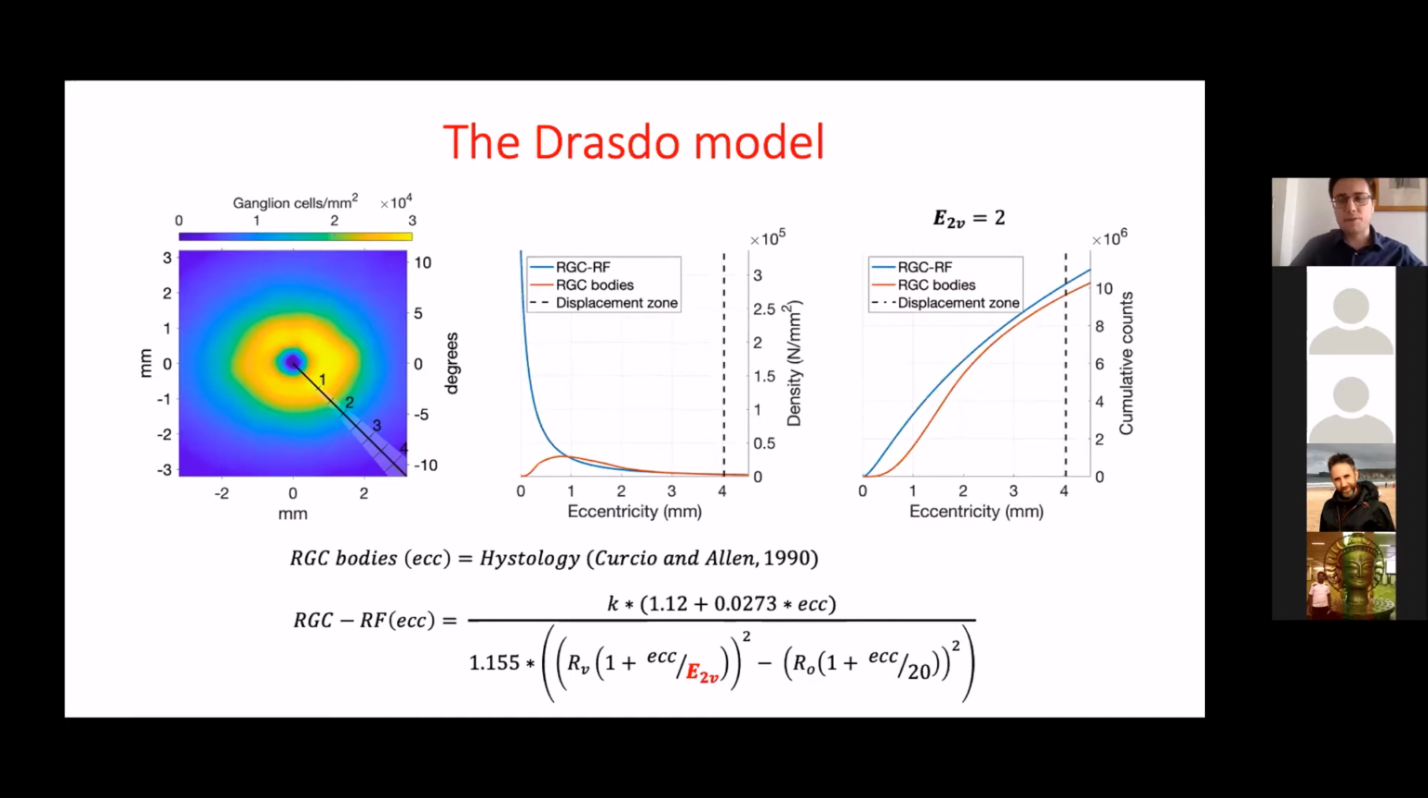This, of course, doesn't happen straight away, mainly because the two estimates come from very different methodologies. So some discrepancy was expected. One of the core aspects of Drasdo's work was to develop a method to estimate this parameter here, the Eqv parameter, which was originally set to 2. The good thing is that it can be estimated so that the two curves match where no displacement is expected. Now we can simply calculate the displacement of ganglion cells from these cumulative count curves by simply counting the horizontal distance between the two curves.